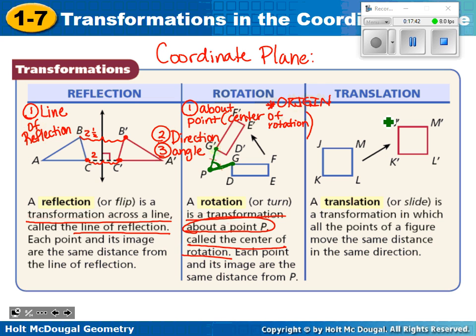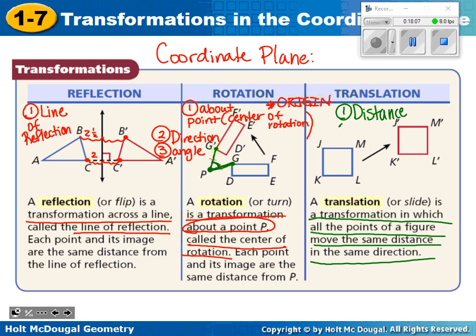Moving on to our last one, translation. We're not going to say slide anymore. It is a transformation where all the points of the figure move the same distance in the same direction. So those are the two things you're going to tell me. You're going to tell me how far it moves and what direction it moves. So you're going to list the distance and the direction.